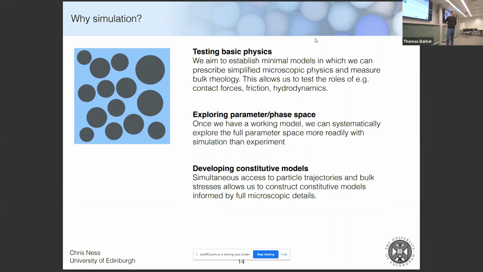And finally, with a simulation, especially a particle-based simulation, we have access to all the details about the particle's trajectory. So we can know the position of every particle as a function of time, something which isn't available in the experiment. And we can use that detail to understand mechanisms, to find a resolution, and to construct constitutive models that are motivated by the microscopic details.